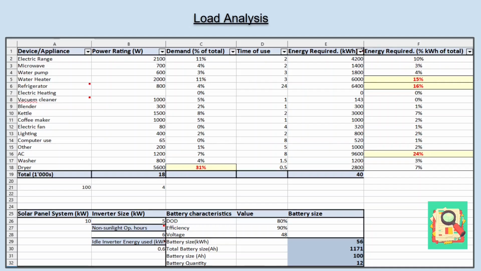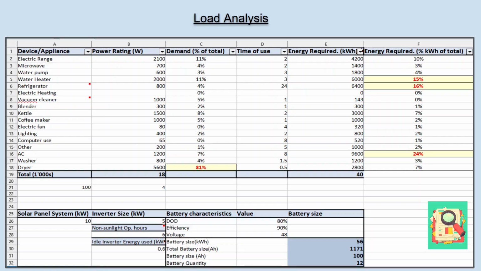The table at the bottom includes some of the work that I've done using this information to size the solar panels, the inverter, and the battery. Looking at all of the devices and appliances, we see that this is a residential load analysis. For instance, it includes an electric range, microwave, coffee maker, and others. The table also includes the power rating and duration, or time of use. From these two pieces of information, we're able to calculate the energy used or required. All of this is on a daily basis.